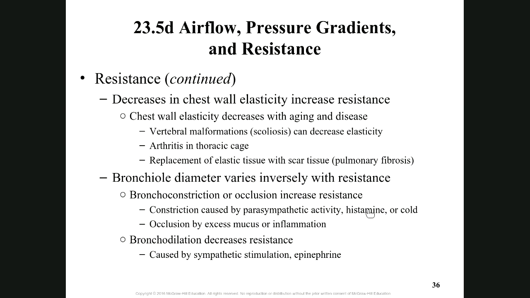And when we have occlusion, when you have inflammation, these inflamed bronchioles can block the air passageway, or when we have production of more mucus than normal, we have this problem. And bronchodilation can decrease the resistance. When the diameter of your bronchioles increases, then the resistance comes down, and it happens by sympathetic stimulation and epinephrine.